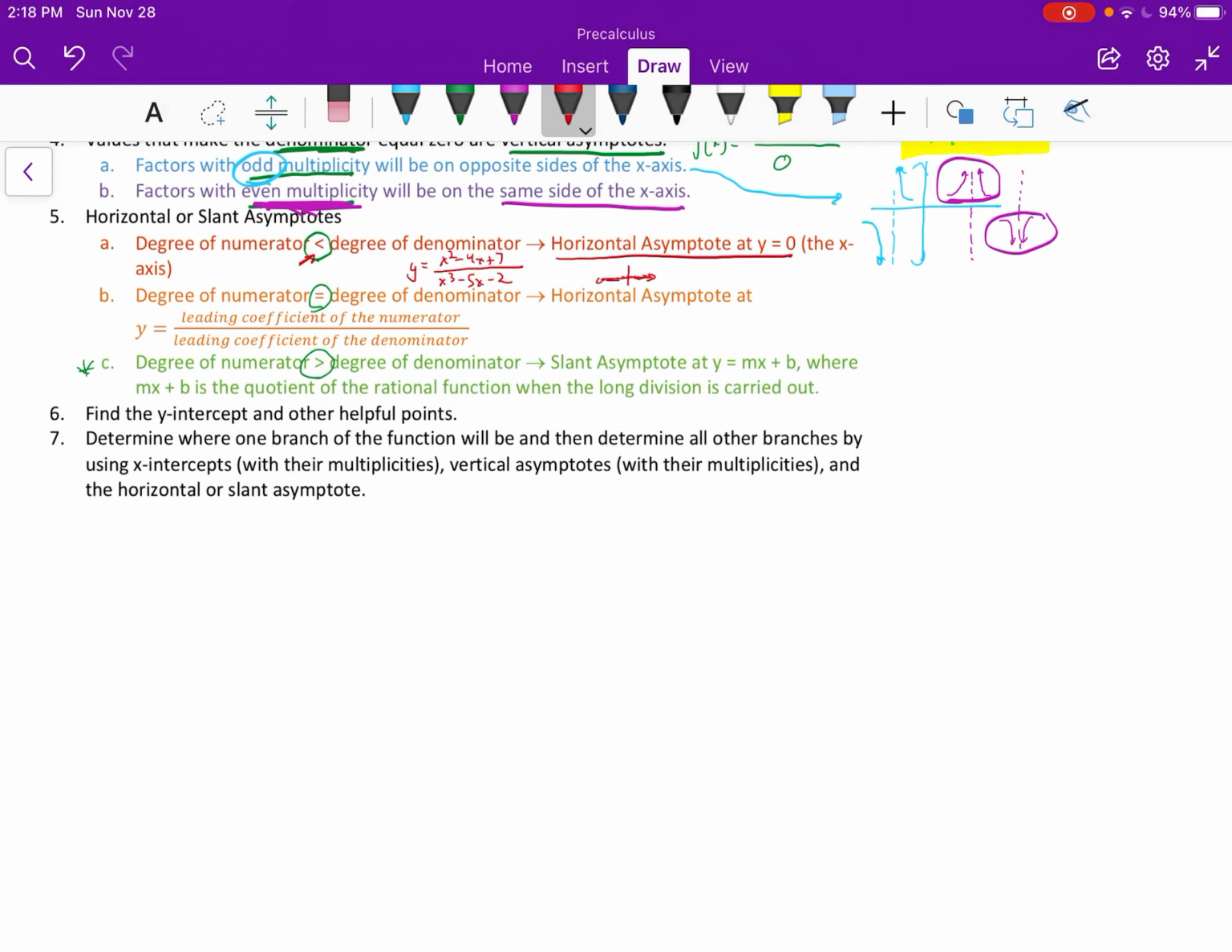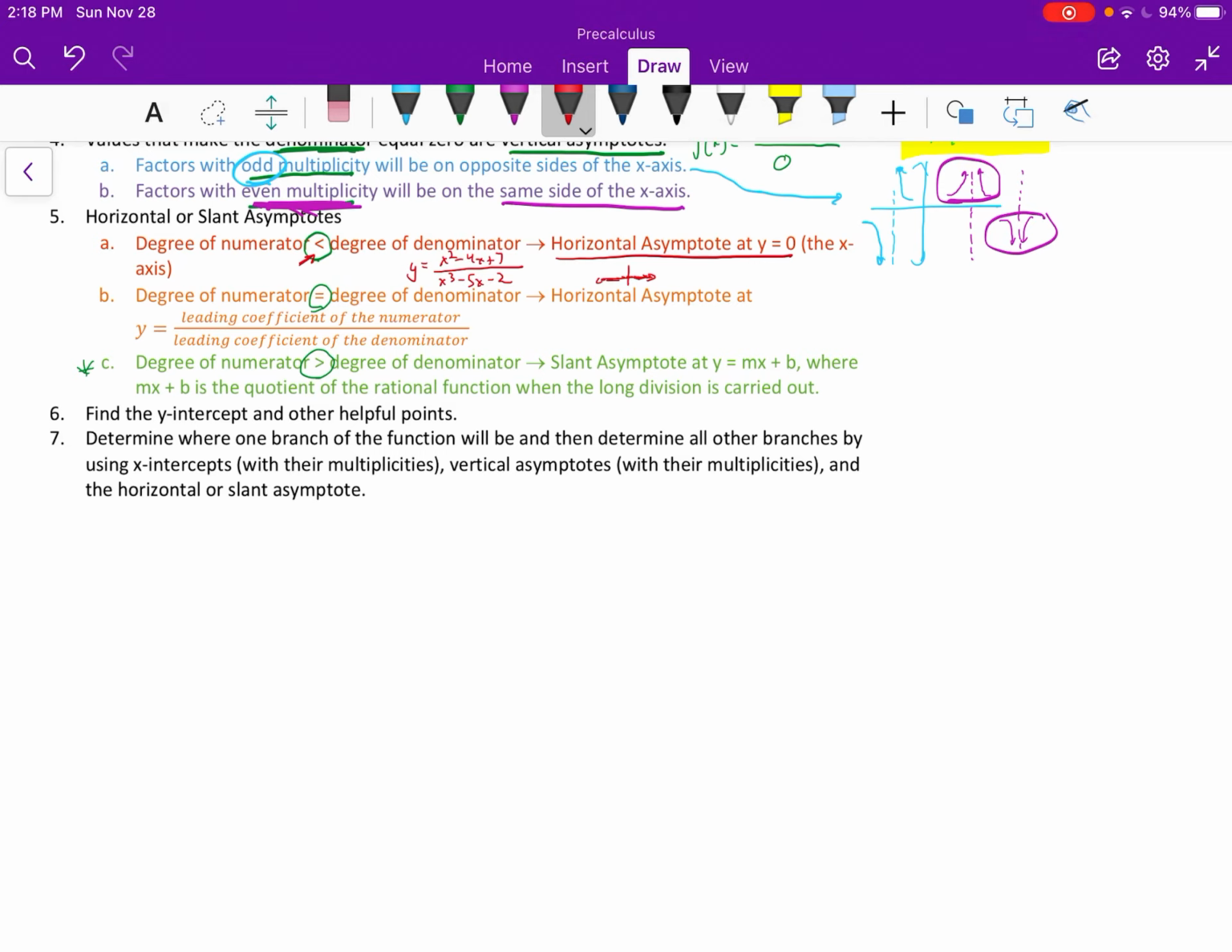Now, these horizontal asymptotes, realize this is a little bit new to us. They can be crossed. You can cross over a horizontal asymptote, but the horizontal and slant asymptotes that we're talking about here deal with what happens at the far ends of our graph, kind of like end behavior when we talked about polynomials.